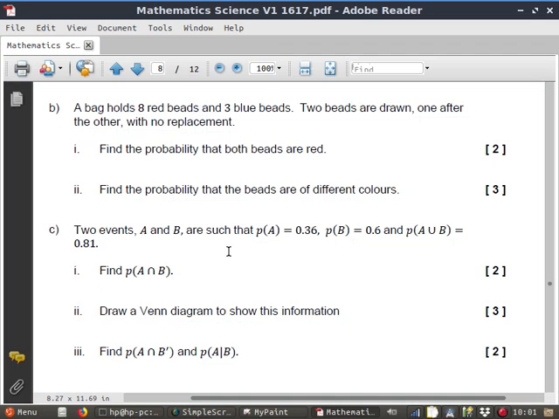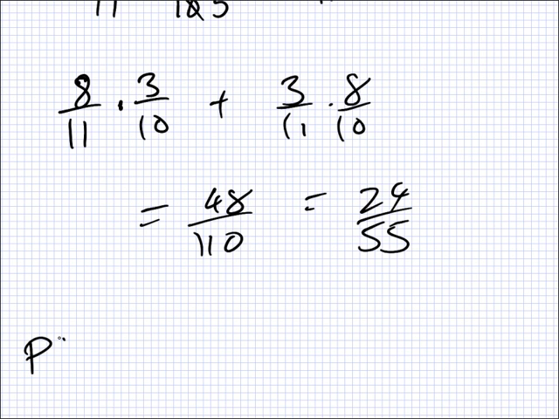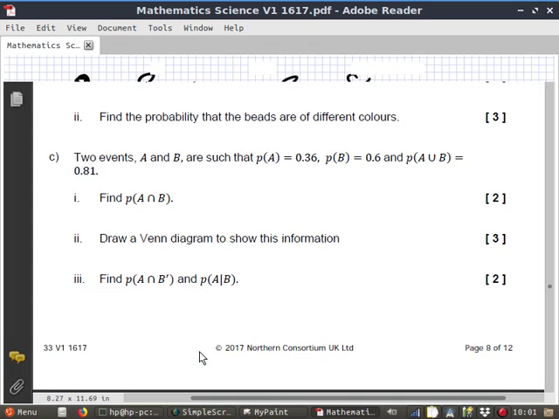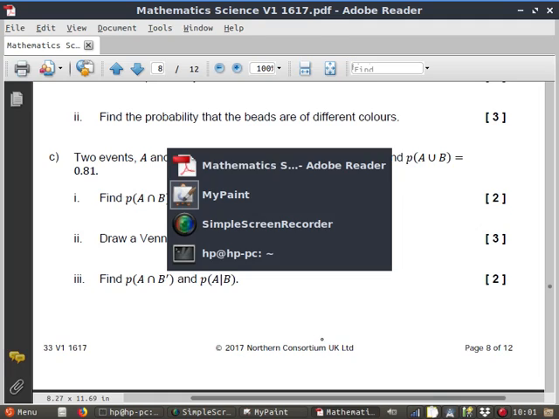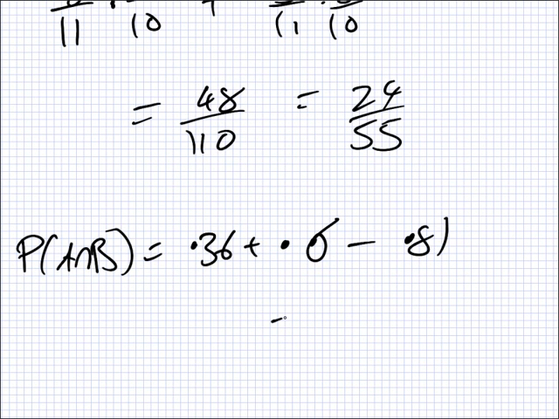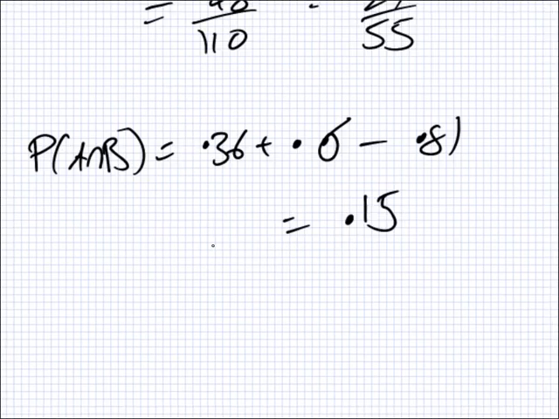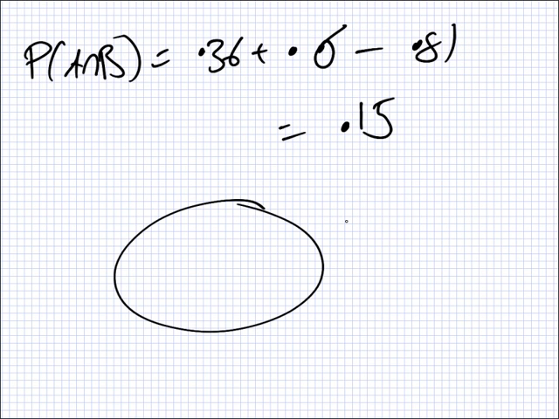Next one, looks like a Venn diagram. So we can just use our formula to get the first one. A intersect B would be P(A), which is 0.36, plus P(B), which is 0.6, minus 0.81. What did that work out as? 0.15. Draw a Venn diagram.